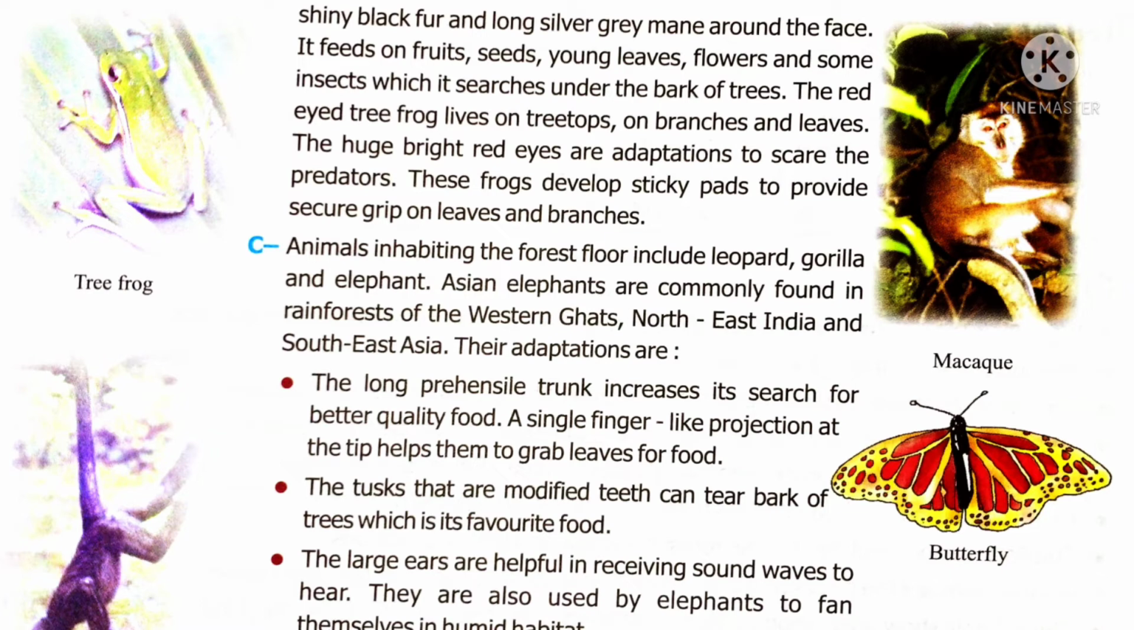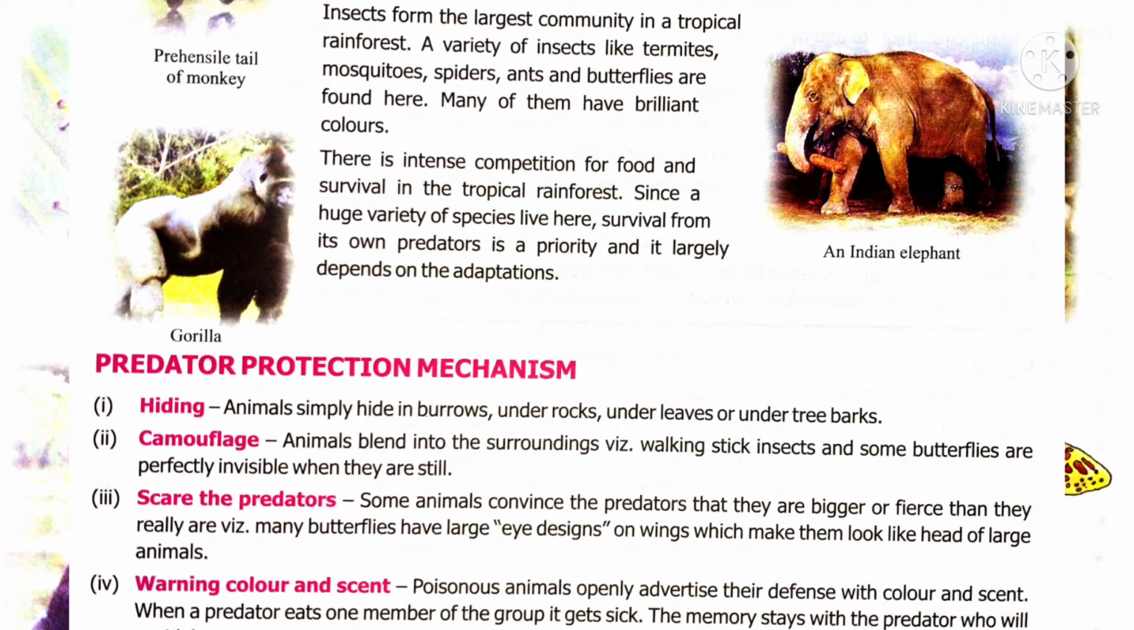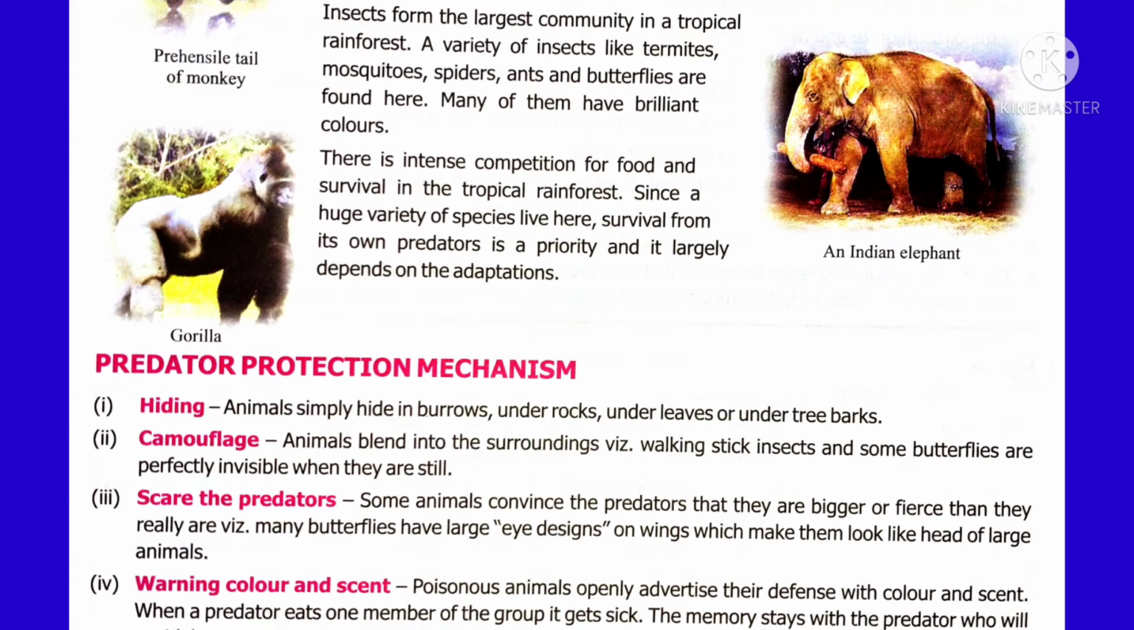Asian elephants are found in the rainforests of the Western Ghats, Northeast India and Southeast Asia. They are adapted with a long prehensile trunk which helps them find better quality food. Their tusks are modified teeth. With these, they can tear the bark of trees. Their large ears help to receive sound waves from a long distance. Their ears also act as a fan in the humid habitat. Here insects form the largest community in the tropical rainforest. There are varieties of insects like termites, mosquitoes, spiders, butterflies and ants. These insects are all found here.